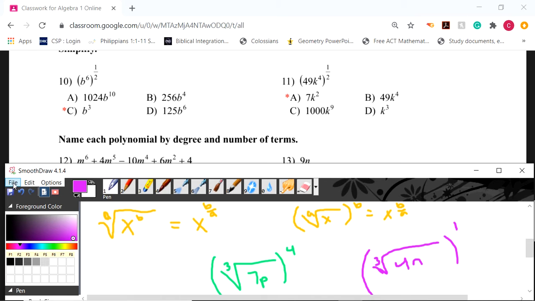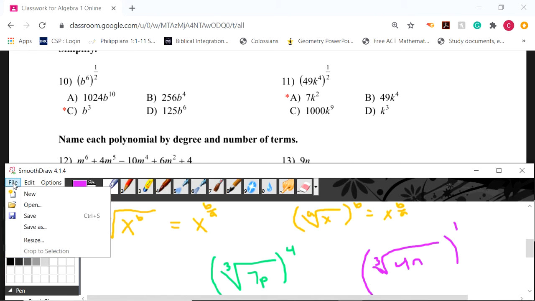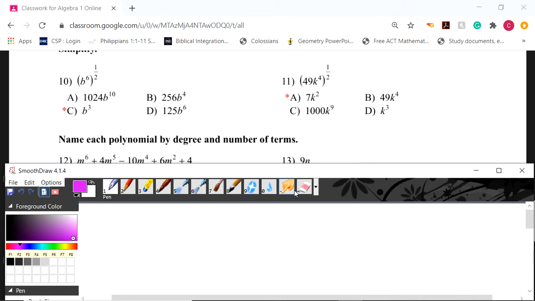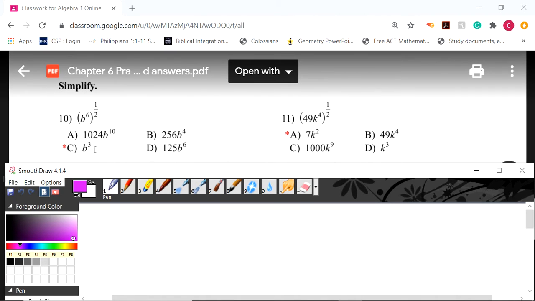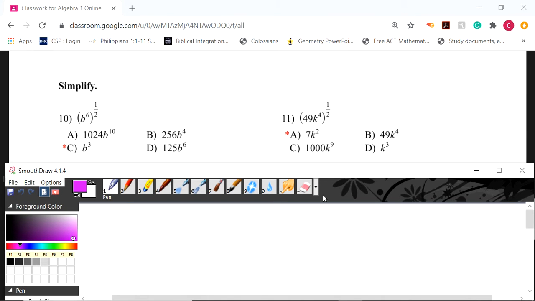Okay, now we're going to simplify these by using our exponential rules and everything we've done so far. Remember, when you have an exponent raised to an exponent, you multiply them. So 6 times 1/2 is 3. So this is b to the third. 49, x to the fourth, 1/2. So it's going to be our rule, so it's going to be 49 raised to 1/2, because it goes to both of them. And then it's going to be k times 4 times 1/2.